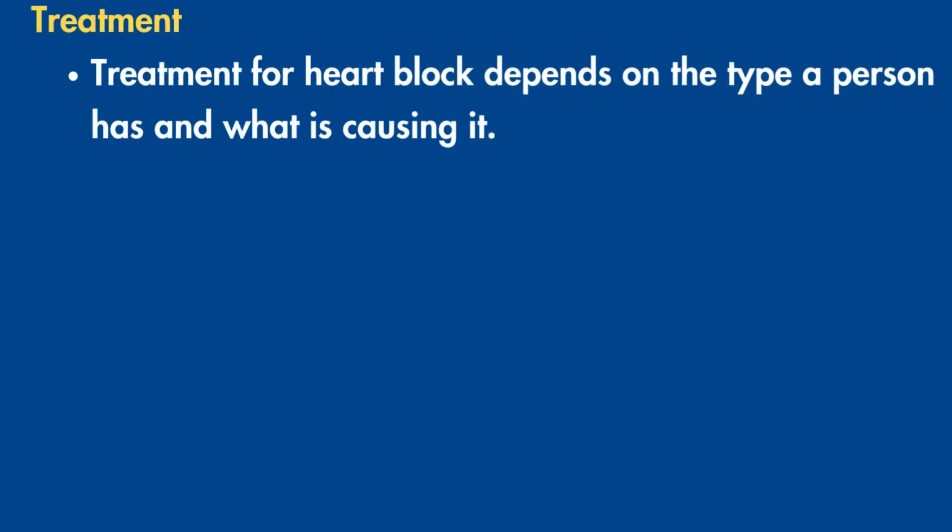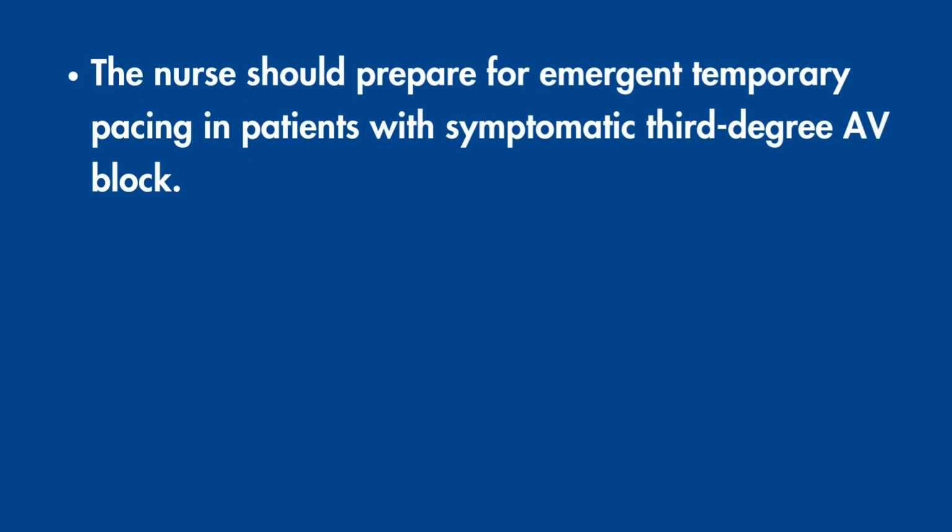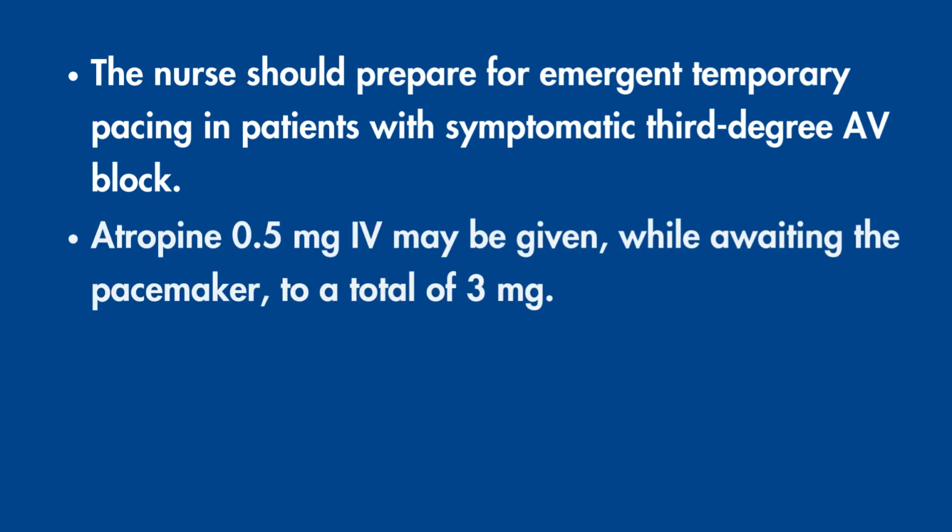Next is treatment. Treatment for heart block depends on the type a person has and what is causing it. For first-degree heart block, treatment for a person may be as simple as self-monitoring their pulse, attending regular checkups, and knowing when to seek help for more problematic symptoms. People with second or third-degree heart block may need a pacemaker. The nurse should prepare for emergency temporary pacing in patients with symptomatic third-degree AV block.